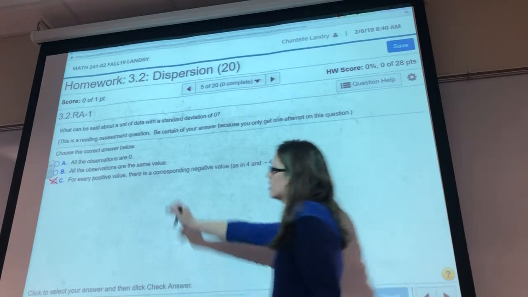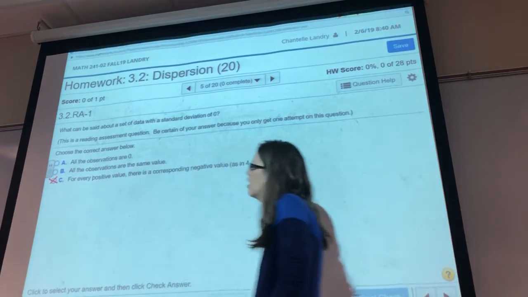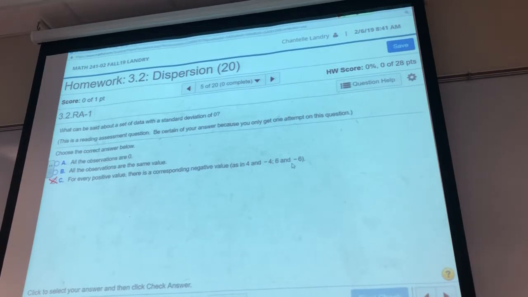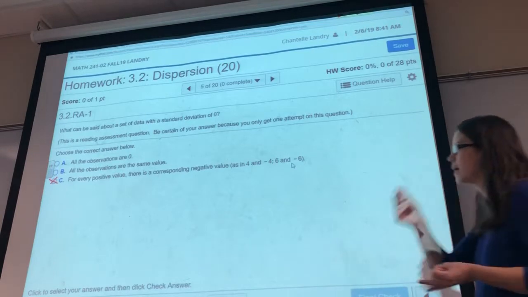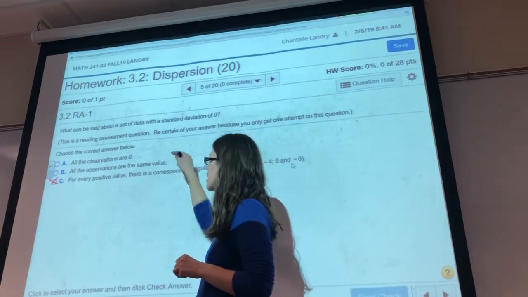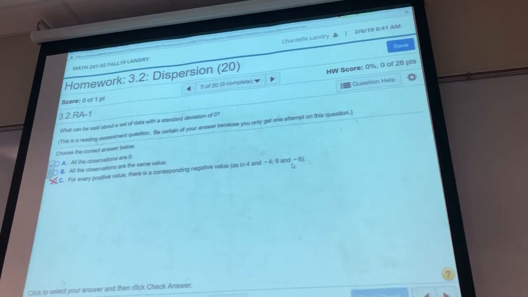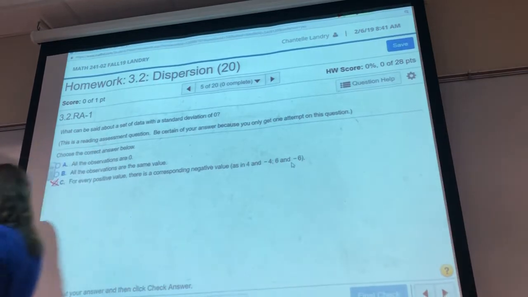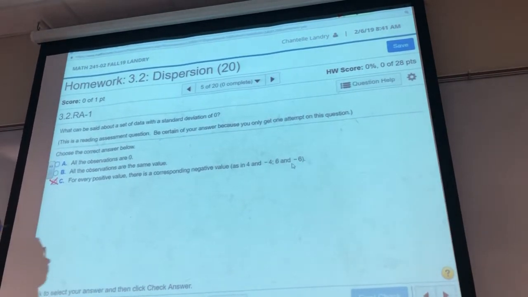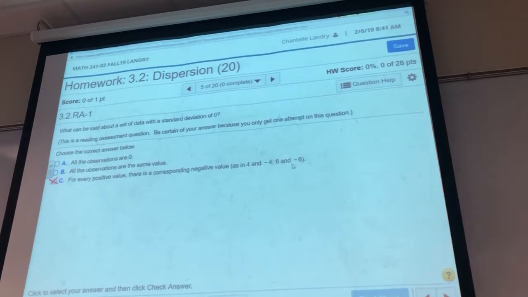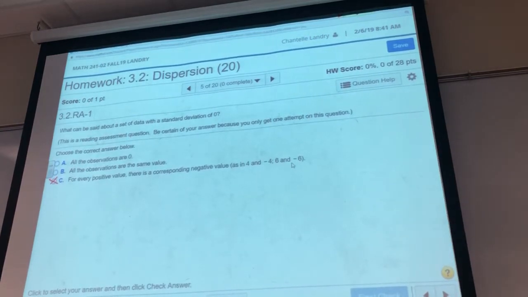So A and B technically are both going to be things that result in a standard deviation of 0. If all of your observations are 0, then you get a standard deviation of 0. But if all of your observations are the same value, then you're going to get back a 0 as well. So let's graph out what this looks like. I'm just going to do a quick dot plot for both of these examples, just to show you what the shape of the distribution looks like.